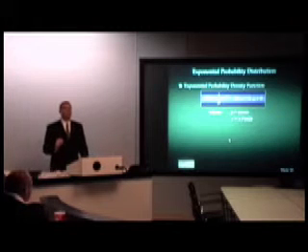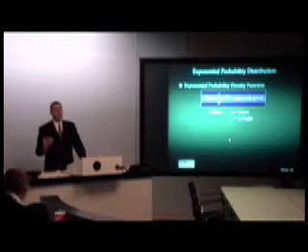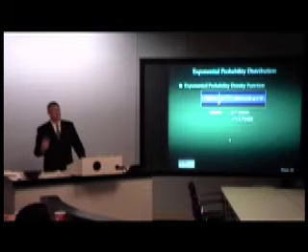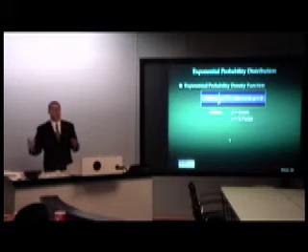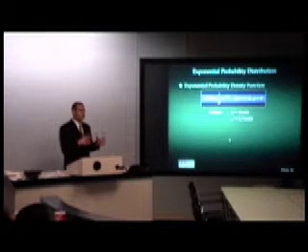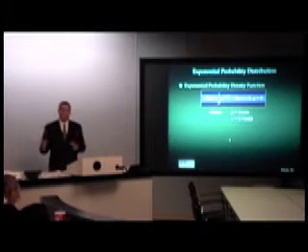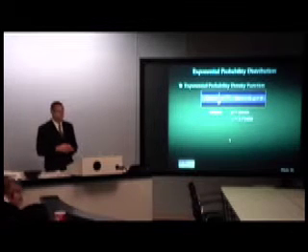So the exponential distribution, remember, it's tied to the Poisson. The idea is that the Poisson counts the number of occurrences, the exponential counts the time between occurrences. The Poisson is discrete, exponential is continuous, but they tell you the same thing. And this is the PDF for the exponential.